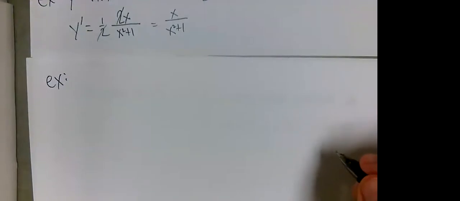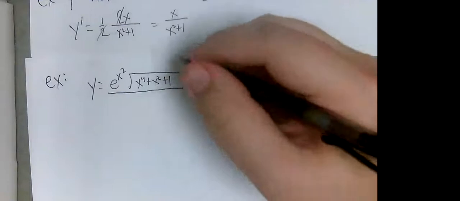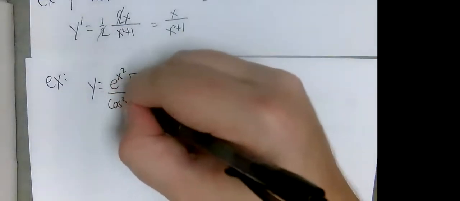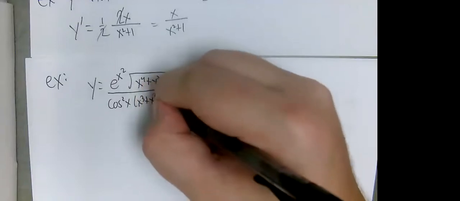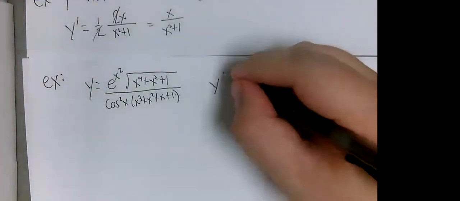Let's say that y is equal to, I have this all written down here, e to the x squared times the square root of x to the 4th plus x squared plus 1, all divided by cosine squared of x times x cubed plus x squared plus x plus 1 right here. And let's say I wanted to know the derivative of this.